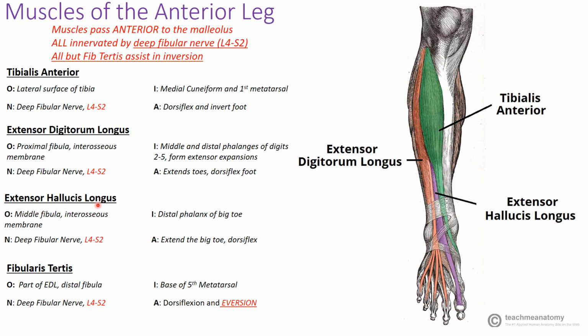Next, the extensor hallucis longus. This one comes down a little bit further because it doesn't originate from as high up. So it originates from the middle aspect of the fibula and the interosseous membrane, and it's going to go to the distal phalanx of the big toe, doing exactly what it says, the hallucis, which refers to the big toe. So extensor hallucis longus, coming down in purple here, going towards the big toe, innervated by the deep fibular nerve, as all of these muscles are, and it's going to extend the big toe and help dorsiflex. Remember, all of these muscles here also have, to some degree, a component of inversion.